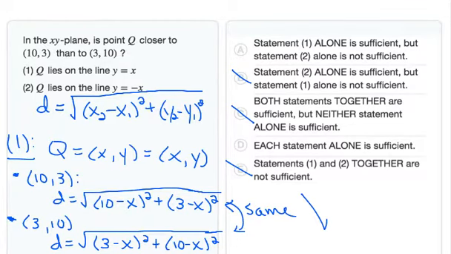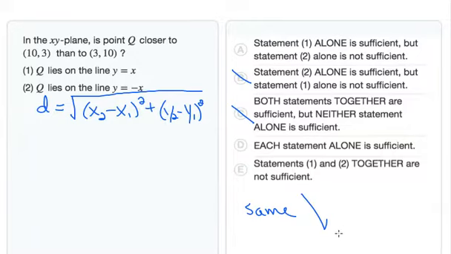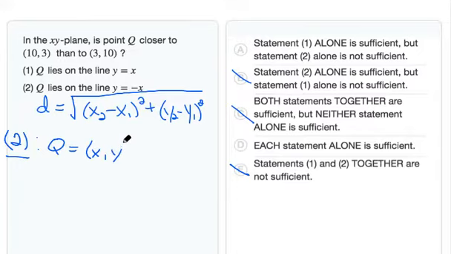So let's go ahead and clear our board, and we'll consider statement 2 next. We're going to leave the distance formula in case we need that. Now let's consider statement 2. Given that Q lies on the line y equals negative x, in a similar fashion to what we did last time, if Q is the point x, y, we can rewrite it as x, negative x.